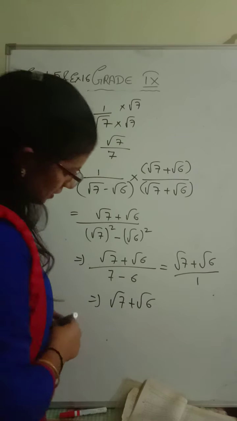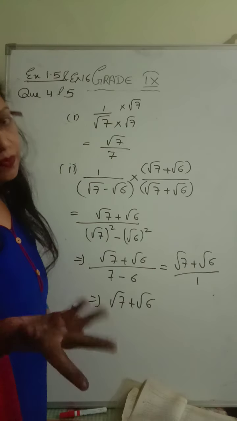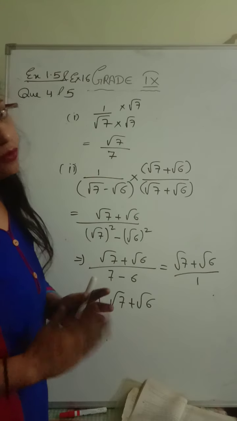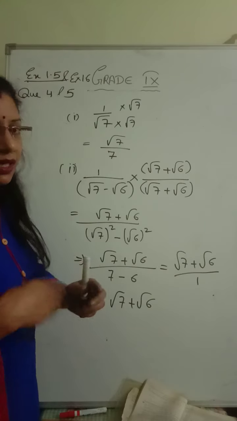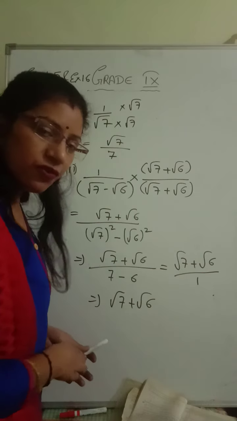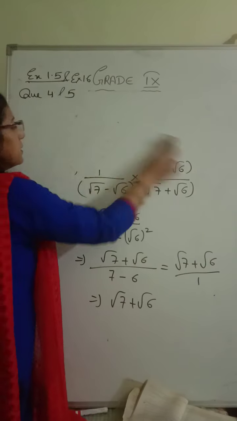Okay. Same way in the third part. This is 1 upon root 5 plus root 2. So you have to multiply numerator and denominator by root 5 minus root 2 and denominator also root 5 minus root 2. Then A plus B, A minus B denominator. Same in fourth part. Now come to your next exercise 1.6.